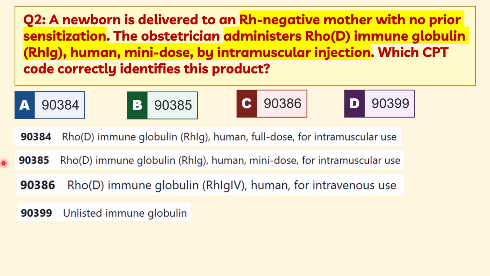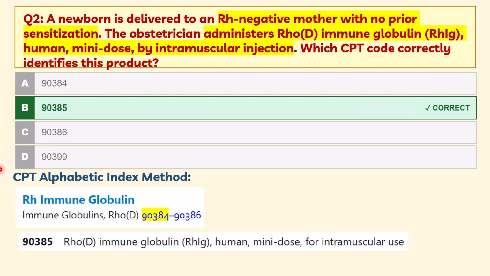So once you go to the codes, 90384 is RhD immune globulin human full dose intramuscular use. In our case, it's a mini dose. Once you go to the next code, 90385 is RhD immune globulin human mini dose for intramuscular use. So this is the correct code. So the correct answer will be answer B.